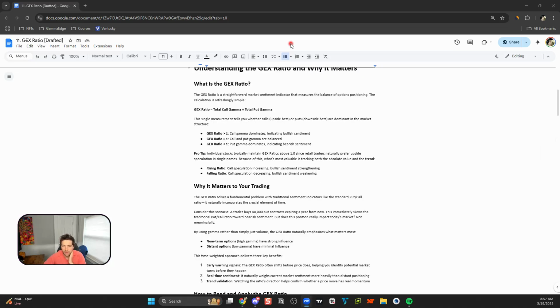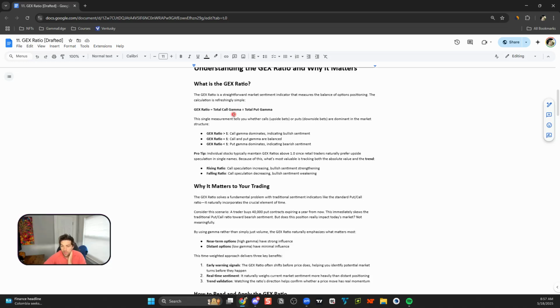So the GEX ratio is a straightforward market sentiment indicator that measures the balance of options positioning, and the calculation is straightforward. To get that, you divide total call gamma in the options complex by total put gamma in the options complex. Yes, it is that simple. This single measurement tells you whether calls, upside speculation, or puts, downside speculation, are dominant in the market structure.